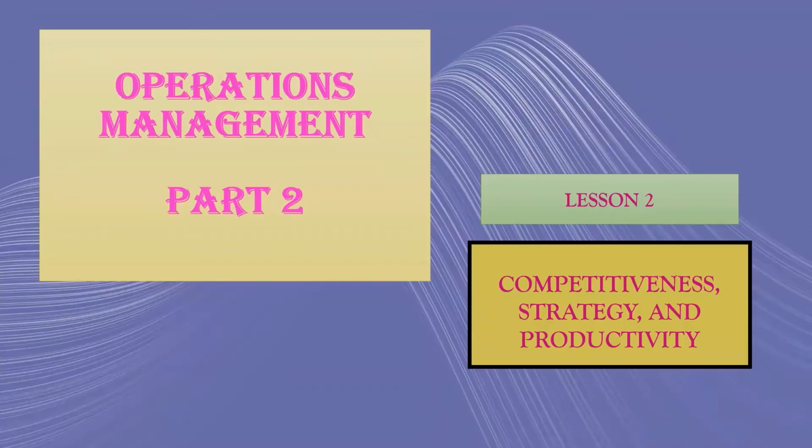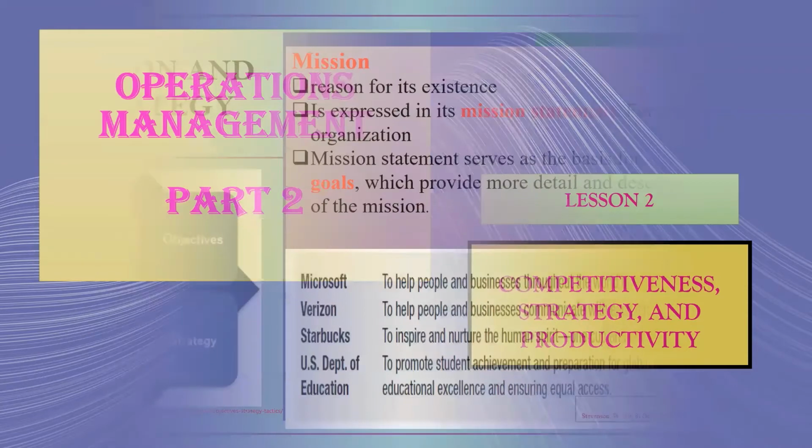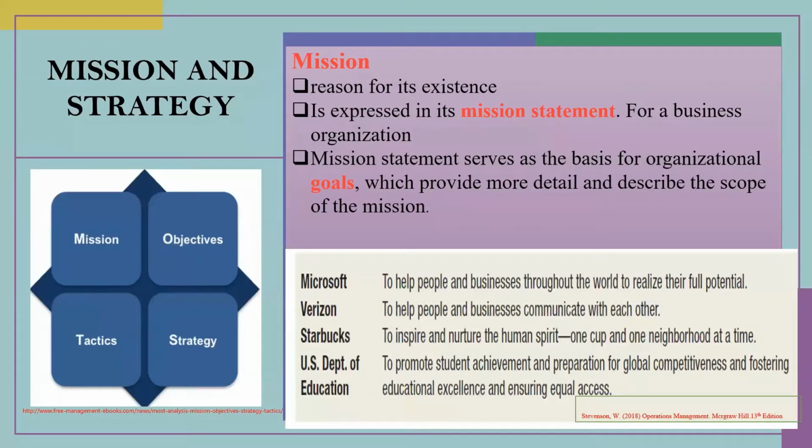So good day. We now continue with part two of operations management. So now we're done with competitiveness. So we discuss now strategy. So mission and strategy. When you're talking about mission, it means reasons for the existence of the business.